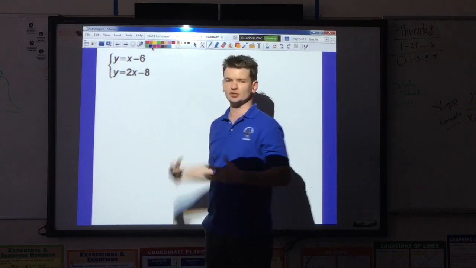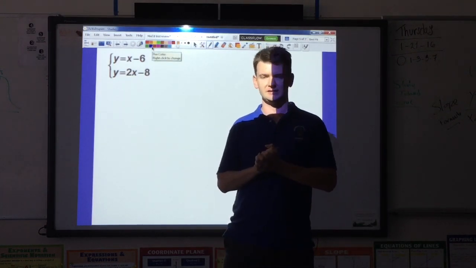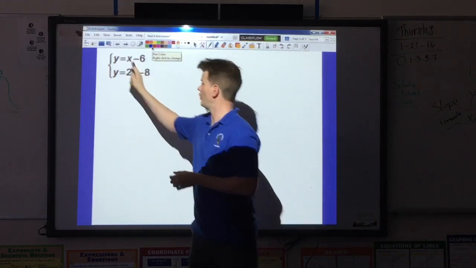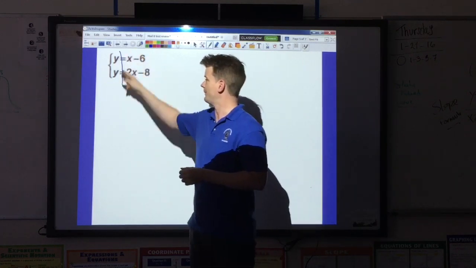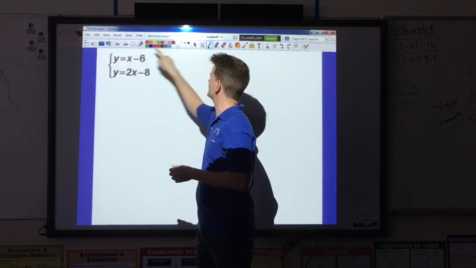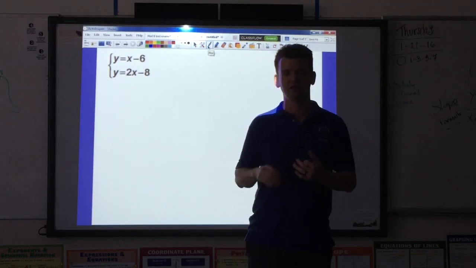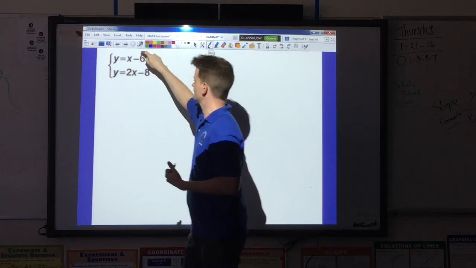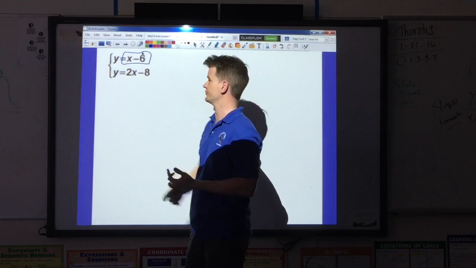When you're using substitution, the first thing you have to do is get one of the variables alone by itself. That means on one side of the equation, the coefficient has to be 1. I happen to have two of those here. And because both of these y's are isolated, I can pick which one I want to substitute in. For this problem, I'm going to choose to substitute this x minus 6 into the other equation.